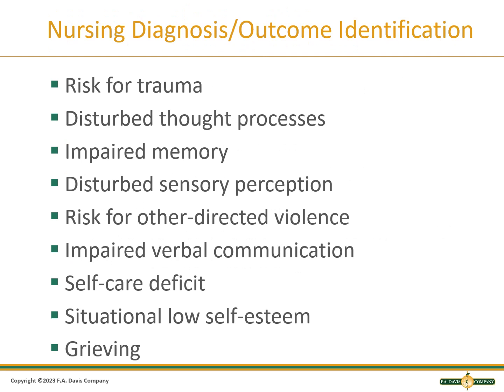So things that we want to look at is their risk for trauma, their thought processes, their memory, sensory perception, risk for other directed violence because of confusion, impaired verbal communication, self-care deficit. Early, they may have a low self-esteem because they are still looking to hide this disease from others, and grieving.